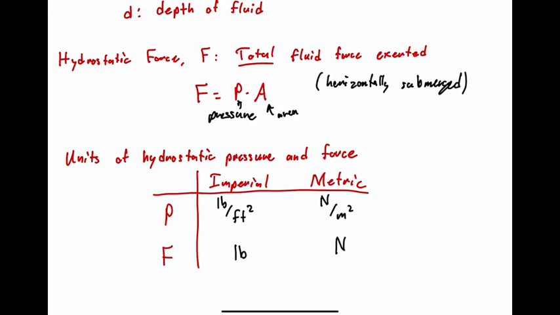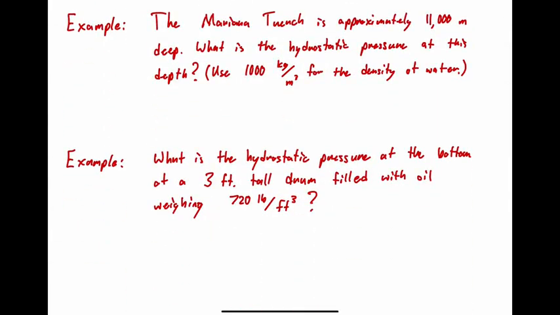Let's work through a few examples. The deepest part of the ocean, the Mariana Trench, is approximately 11,000 meters deep. It's actually a little bit deeper than that. And we'd like to know what is the hydrostatic pressure at this depth. And we will use 1,000 kilograms per cubic meters for the mass density of water.